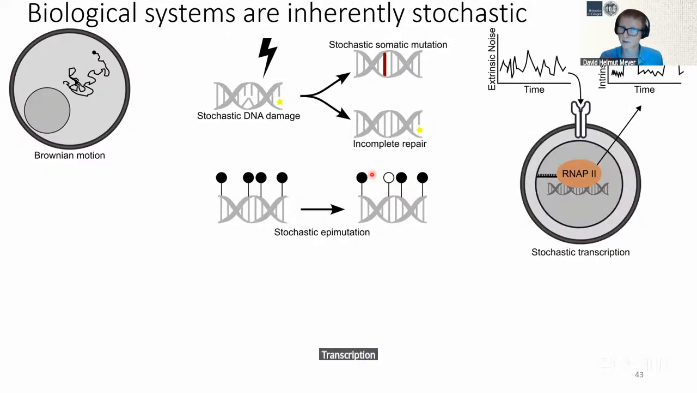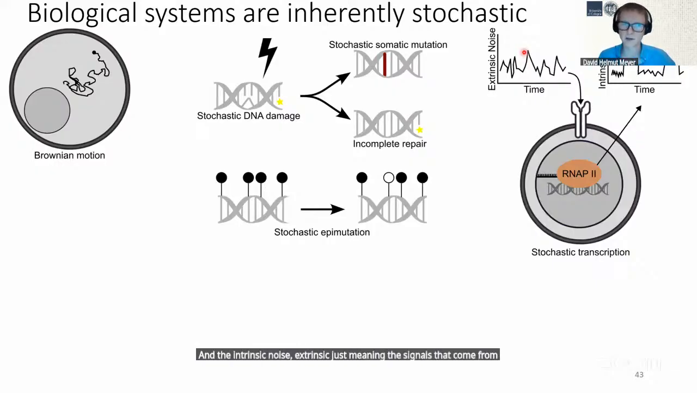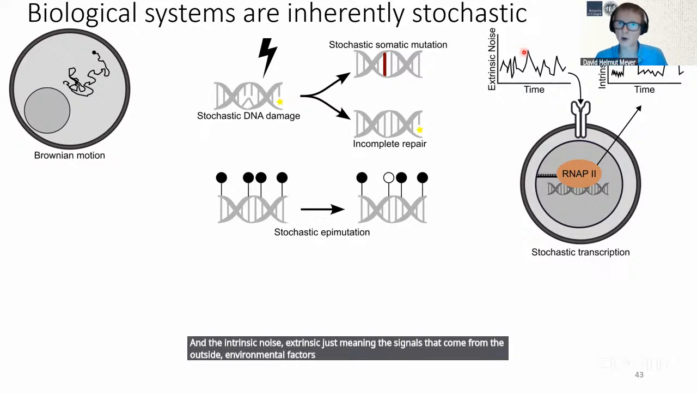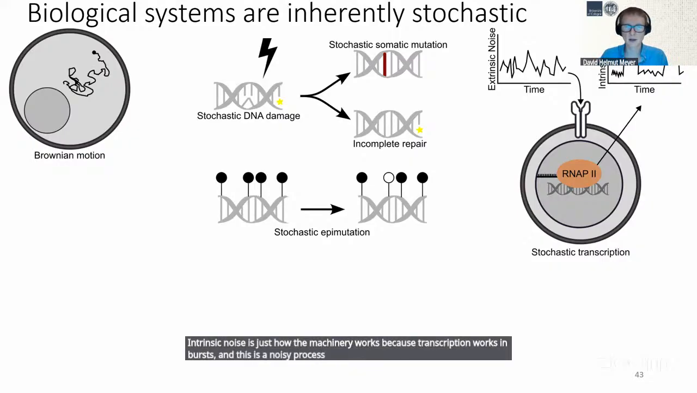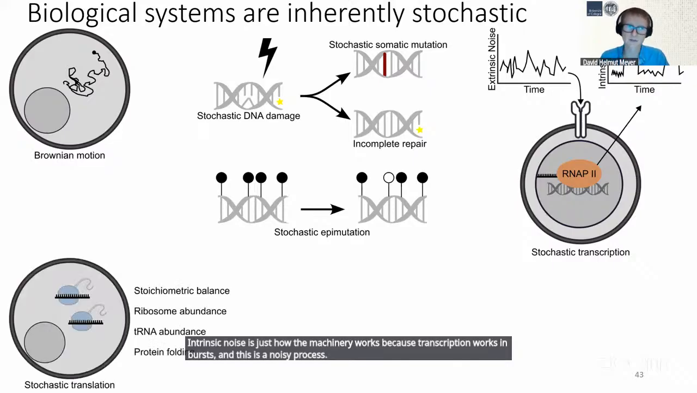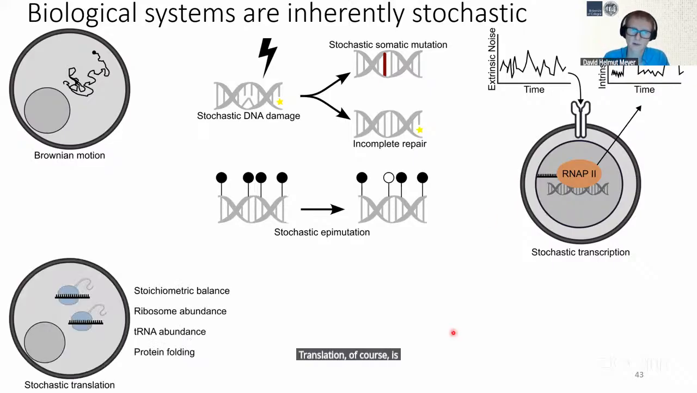Transcription is noisy. You have two types of noise, extrinsic noise and intrinsic noise. Extrinsic just means the signals that come from the outside: environmental factors, temperature, hormones, and so on. Intrinsic noise is just how the machinery works, because transcription works in bursts, and this is a noisy process. Translation, of course, is a stochastic process. You have, for example, the stoichiometric balance of the ribosomes, that needs ideally to be perfect, but it's not always.